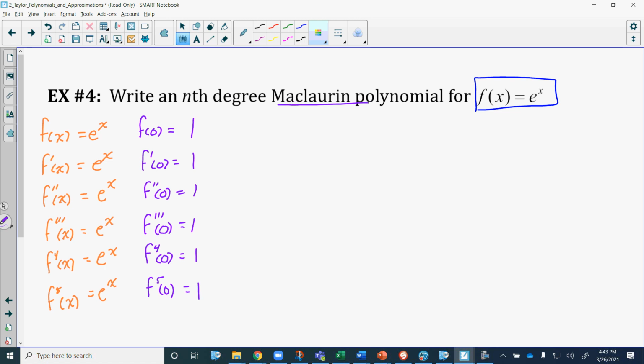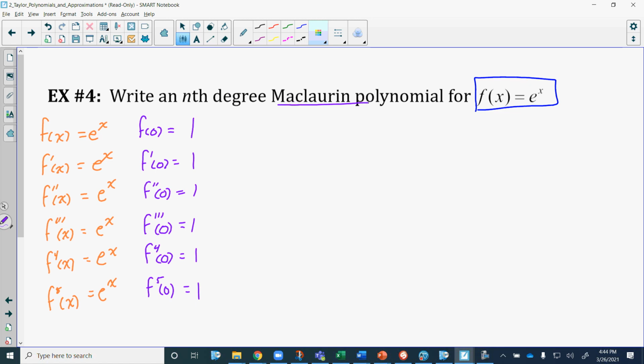Okay, so looking at the signs of the outputs, they're all positive, so we're not going to have any kind of alternating issue going on like we did with sine and cosine. We're not having any zeros, so it doesn't look like we're going to be skipping any degree terms, so we're not skipping odd terms or even terms like we did with sine and cosine.